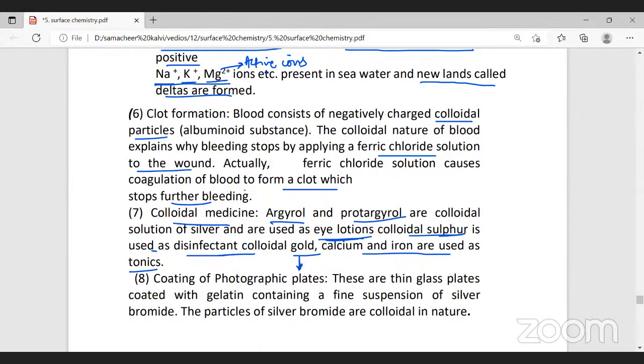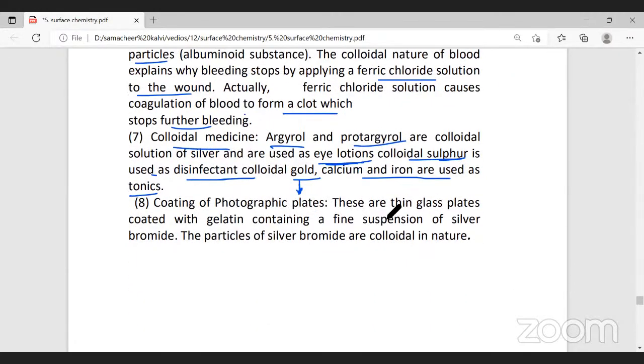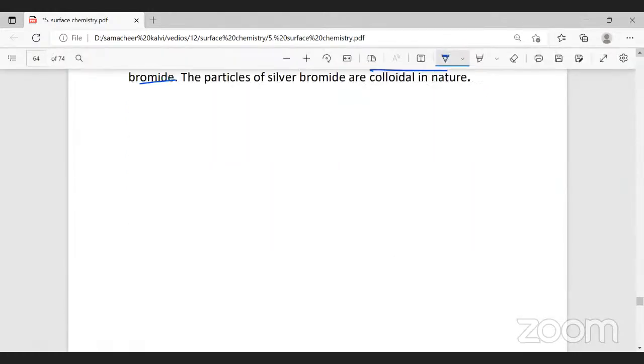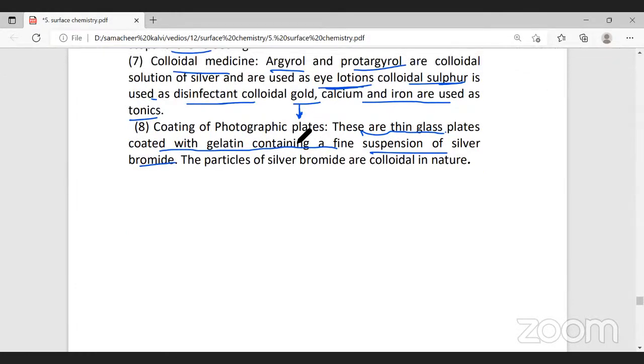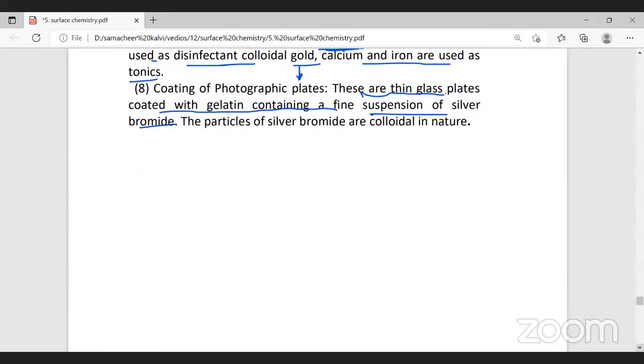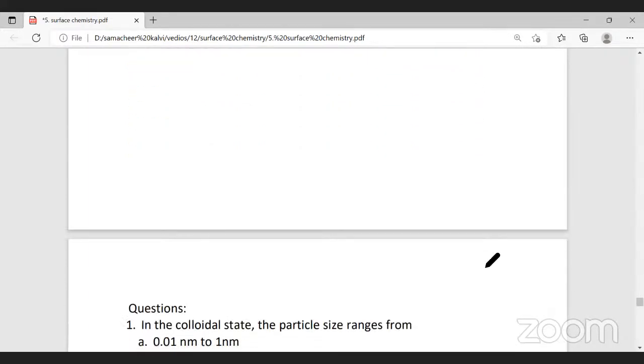Coating of photographic plates. These are thin glass plates coated with gelatin containing a fine suspension of silver bromide. The particles of silver bromide are colloidal in nature. So colloids are also used in photographic plates. Now this ends the topic of surface chemistry, in which we learned the adsorption concept, we learned catalysis, as well as we learned more about colloids.